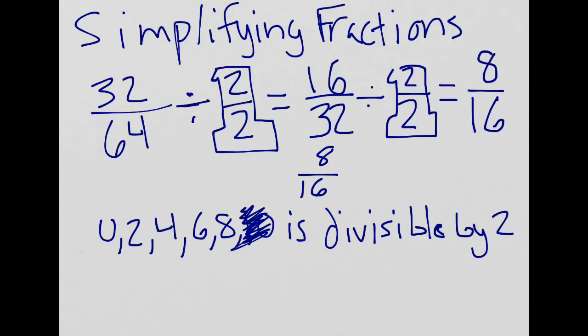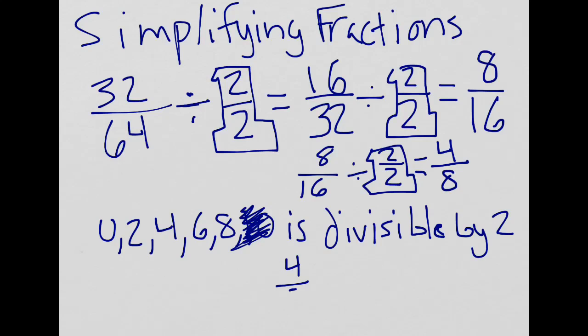So I still have 8 over 16, and they're both even numbers, so I can still divide it by 2. So 8 divided by 2 is 4, and 16 divided by 2 is 8. Now I still have 4 eighths, which can still be divided by 2, because they're both evens. So 4 divided by 2 is 2, and 8 divided by 2 is 4.